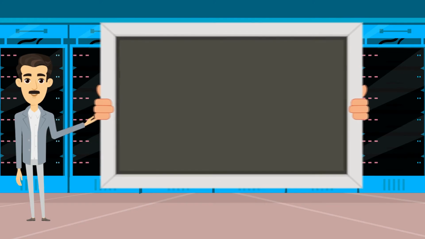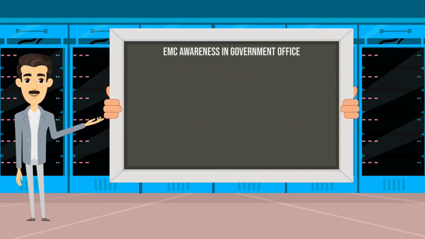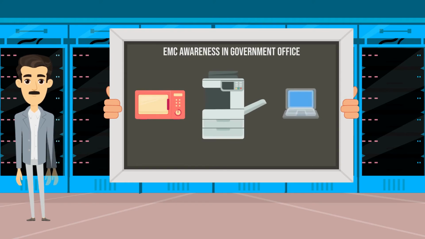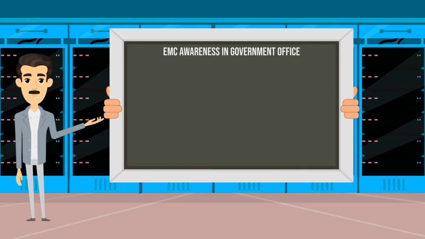To conclude, this has been a video on EMC awareness in the government office. As mentioned by my fellow groupmates, we have explained the various dangers and appliances that use electromagnetism in the office, such as the microwave, printer, computers, and many more. I will be giving a brief review of what we have covered in our video.